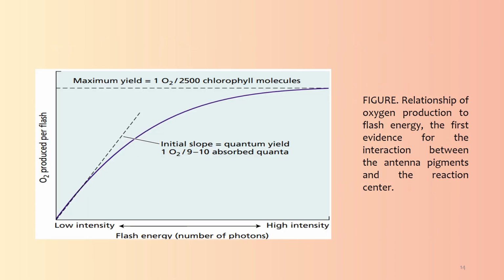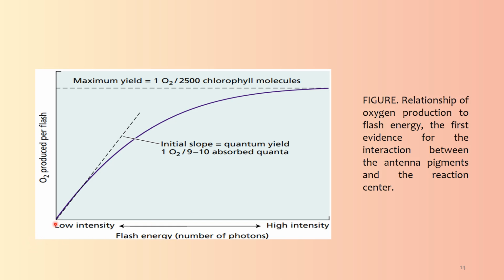Here is the relationship of oxygen production to flash energy, which is the first evidence for interaction between the antenna pigments and the reaction center. At saturating energies, the maximum amount of oxygen produced is 1 molecule per 2500 chlorophyll molecules. At that time, about 9 to 10 absorbed quanta are required to produce 1 molecule of oxygen, and about 2500 chlorophyll molecules are engaged for the production of 1 molecule of oxygen with the help of 9 to 10 absorbed quanta.